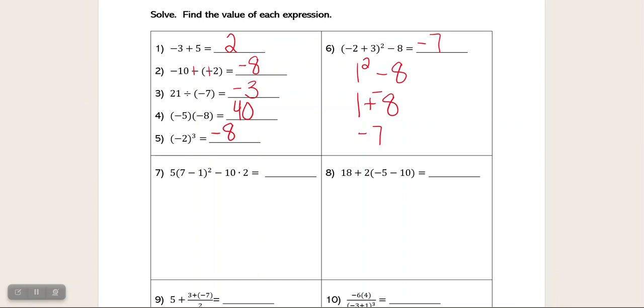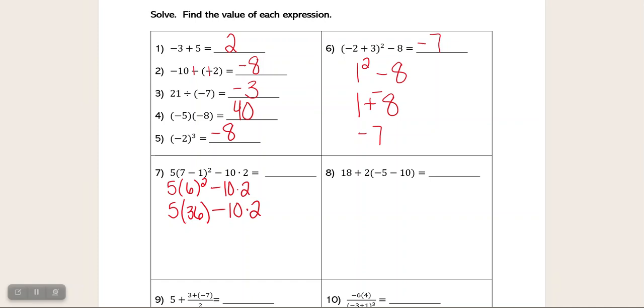Number 7, 5 times the quantity of 7 minus 1 squared minus 10 times 2. So again, we're going to start inside that parentheses with 7 minus 1. And notice how I write everything along there that I didn't use yet or didn't do. Now we have an exponent. We have 6 raised to the second power, so that's 36 minus 10 times 2.